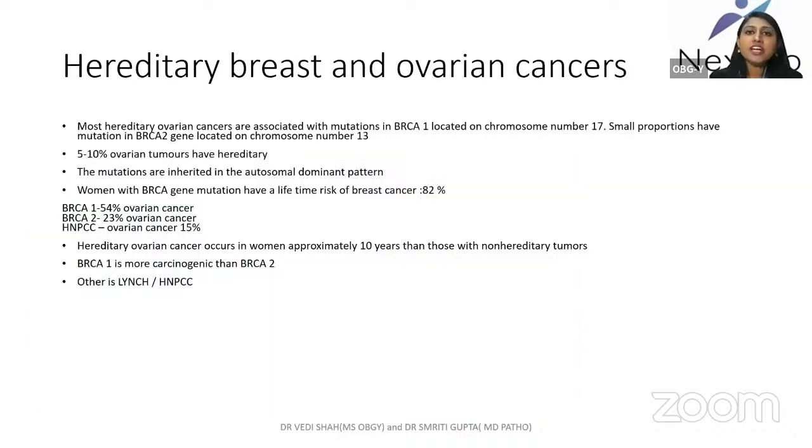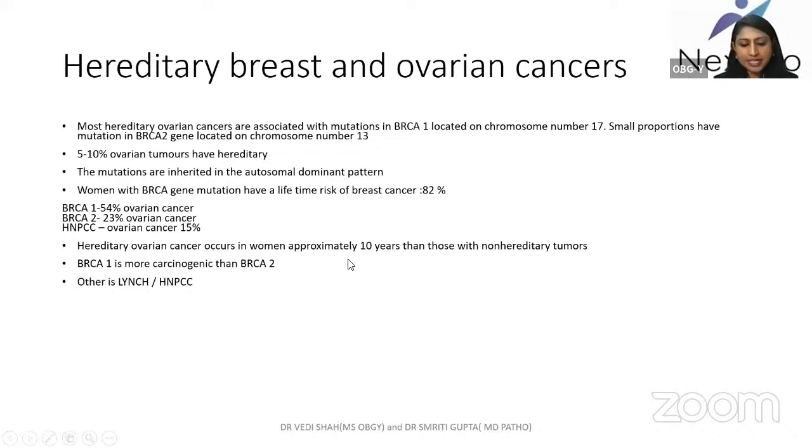Now, there are certain hereditary factors which are also responsible for the development of ovarian cancers. Of them, we have the connection between breast cancers and ovarian cancers. There are mutations in the BRCA1 as well as the BRCA2 gene which are responsible for the development of ovarian cancer. The BRCA1 gene, we all know, is located on chromosome number 17, and the BRCA2 gene is located on chromosome number 13. Any mutation in these two genes leads to the formation of abnormal BRCA proteins, and ultimately predisposes to the development of ovarian tumor.